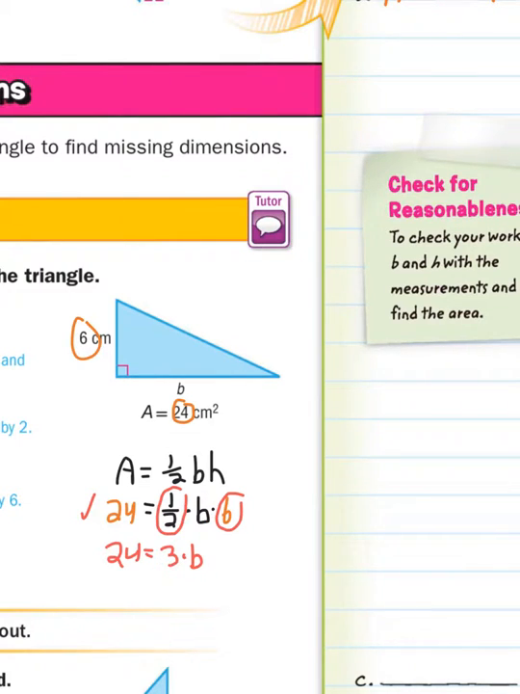And now it's going to be just like what you did the other day with parallelograms. I have to divide by 3, cancel, and I get my base. Base equals 8 centimeters. Remember, because it's just a dimension, it's not square centimeters. Only area is square centimeters. Okay, so that's how you do the missing dimension ones: remember this extra step of simplifying the half times the whole number, and then you can solve it.